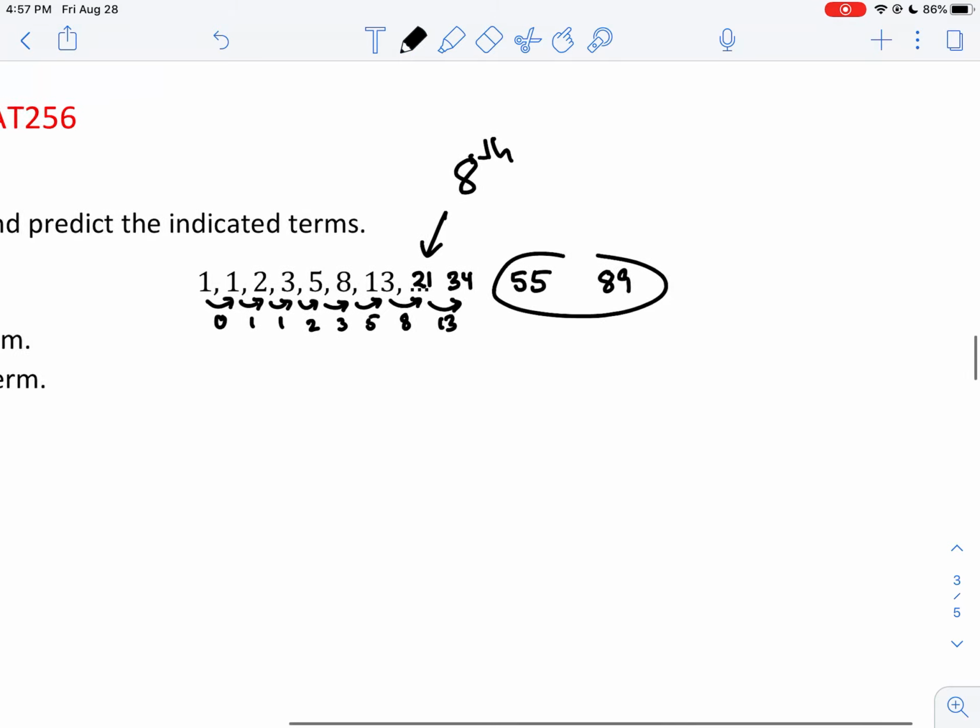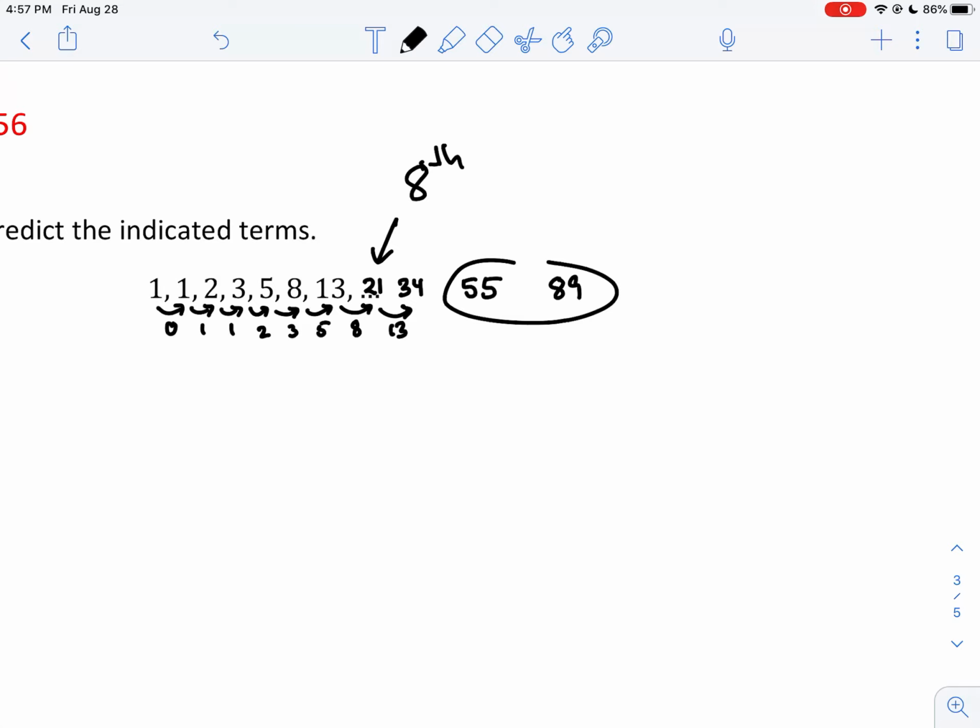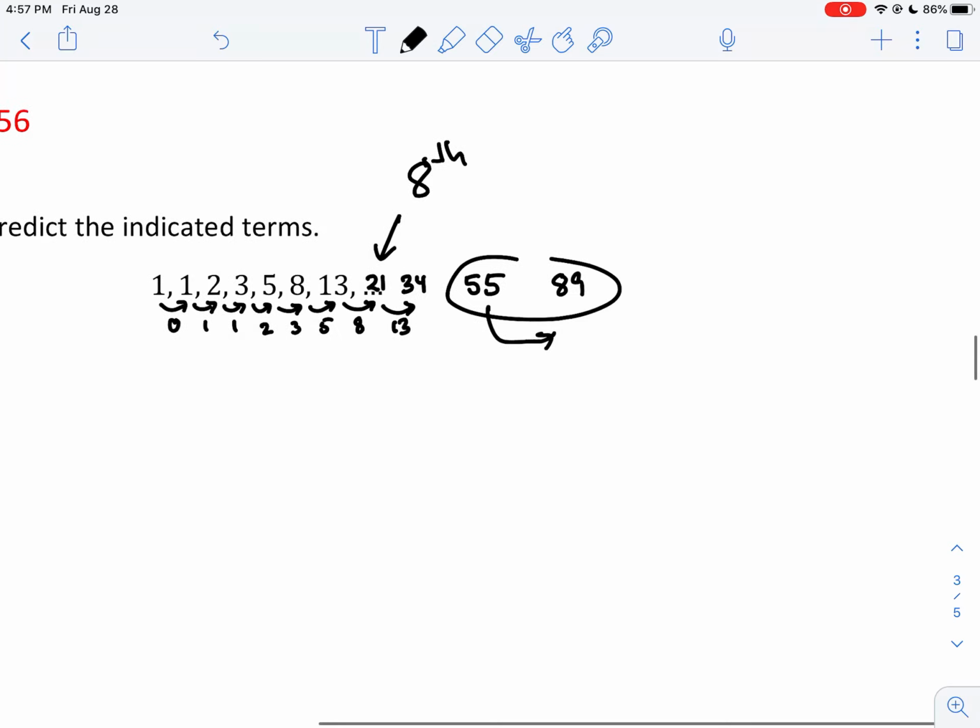And we get that by adding these two numbers. 89 plus 55. We'll take 1 away from the 55 and combine that to the 89. That makes 90. And then add 54 to 90, and we get 144.